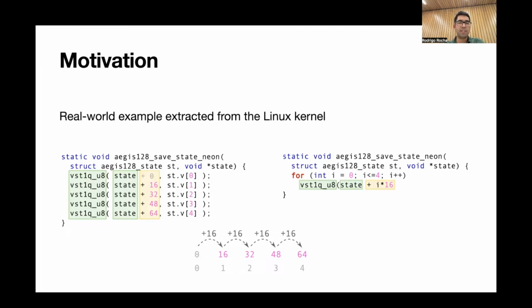In the iteration 0, we'll have 0. In the iteration 1, we'll have 16. In iteration 2, we'll have 2 times 16, which is 32, and so on. So we can easily represent the second term of the first argument as well.